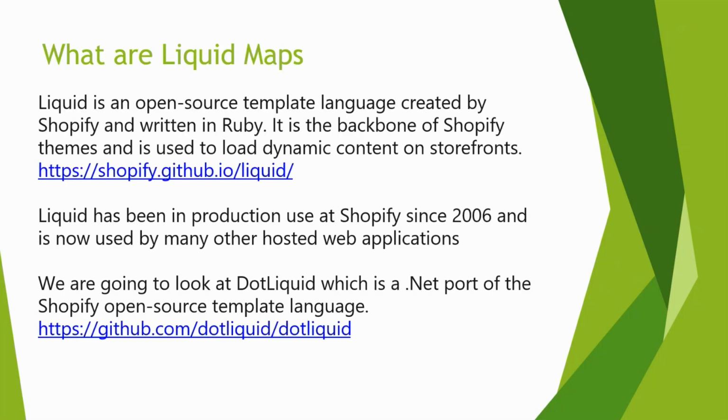So liquid maps. The interesting thing with liquid is it comes from Shopify. And what they did is they built the language originally in Ruby to be able to load dynamic content into their websites. So from a store point of view, that's what they build, storefronts. And basically a lot of that theming and their content loads are all with liquid templates or liquid maps. It's been there since 2006, so it's not a new technology.